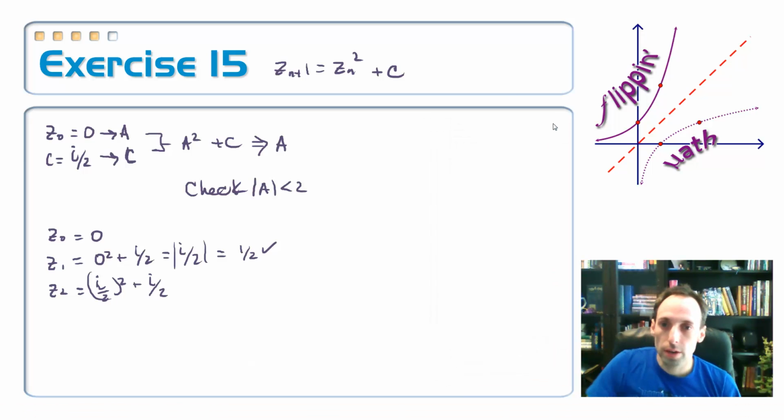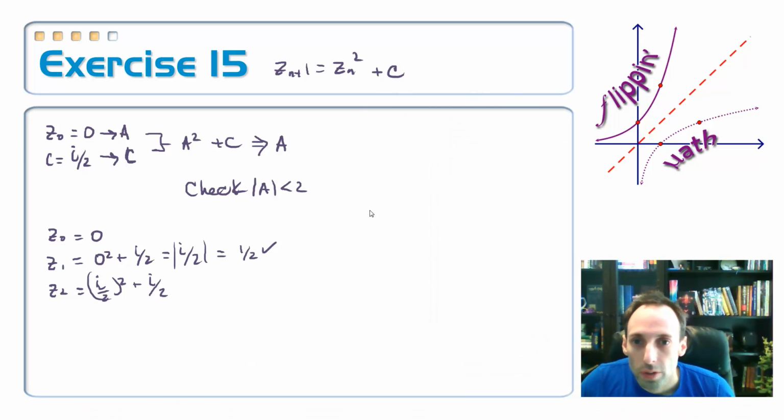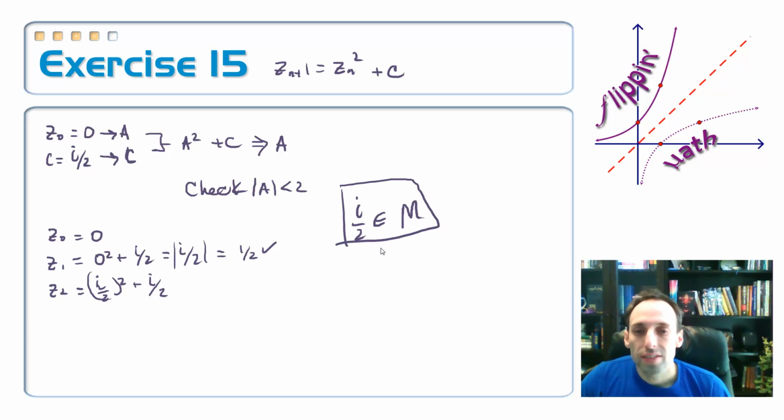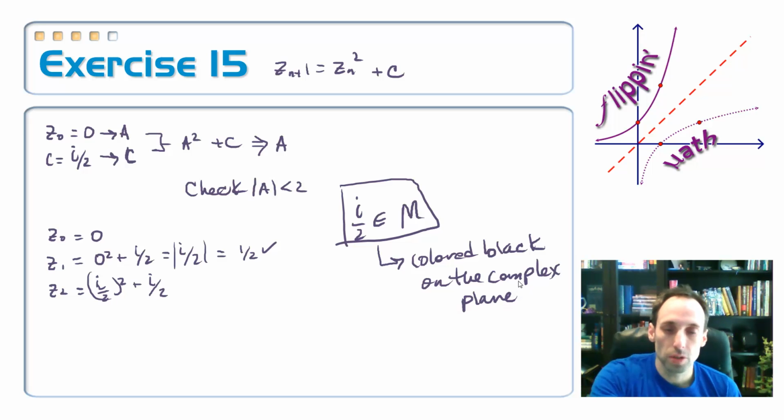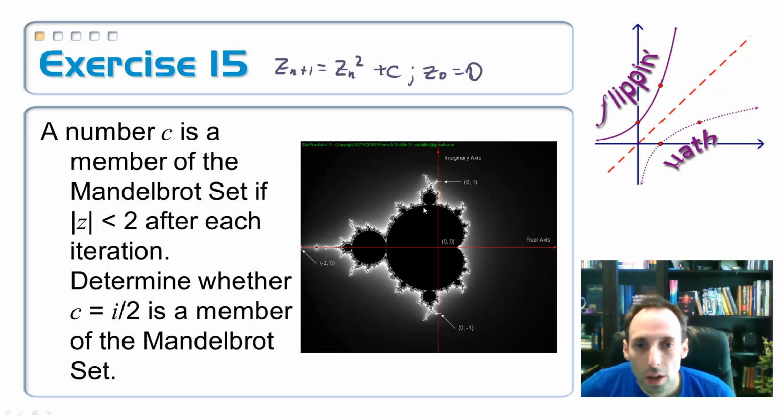So let me write that down. So I'm going to say that i over 2 is an element of, or a member of, the Mandelbrot set. And as a member of the set, it gets colored black on the complex plane. So let me scroll backwards here. So it gets colored black, one of these little dots right in here.